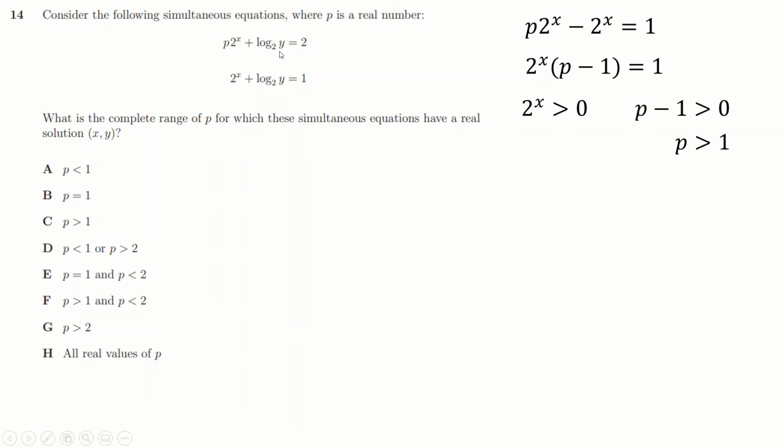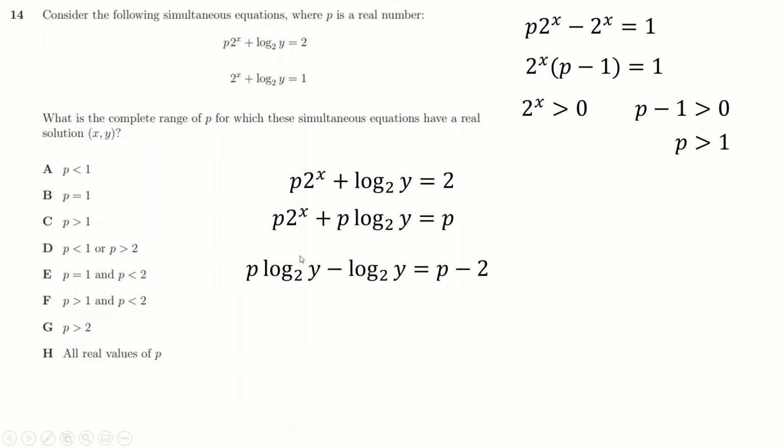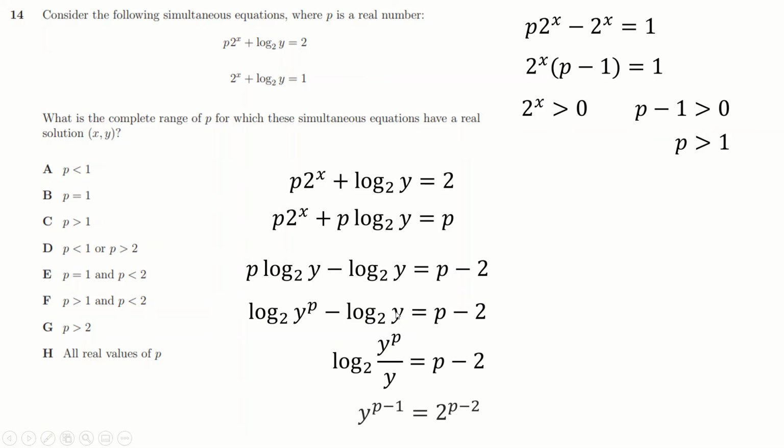Now let's consider what happens if I eliminate the x's instead of the y's. Okay, I can times this by p. This one's slightly more complicated. Then I can take away, and I'll get this. I chose to put the p up here, and then I chose to use the log laws to get y to the p over y, which makes y to the p minus 1. And I also raised both sides to the power 2 to make this.